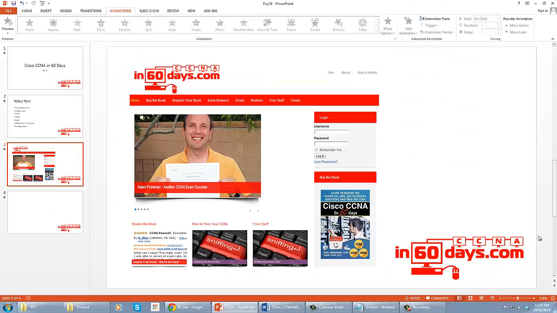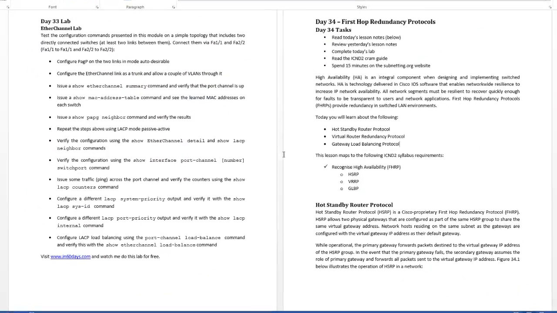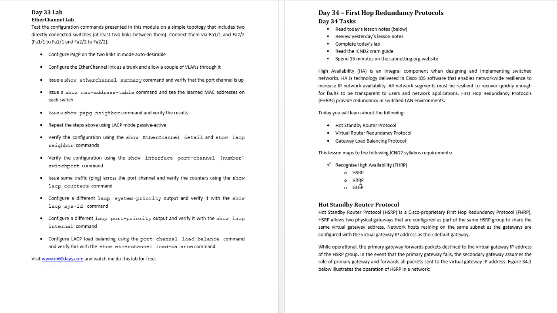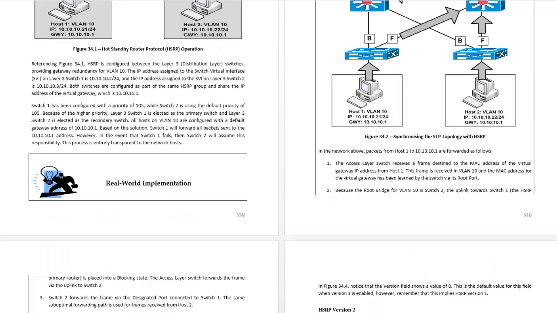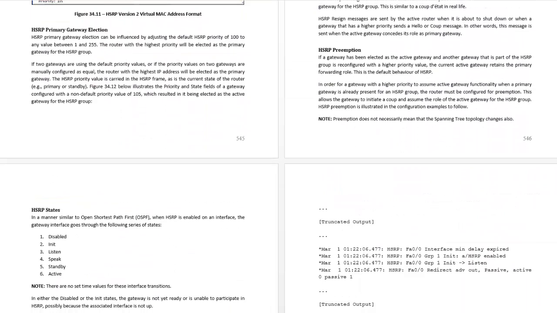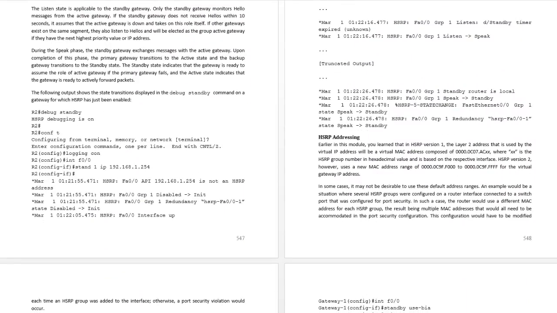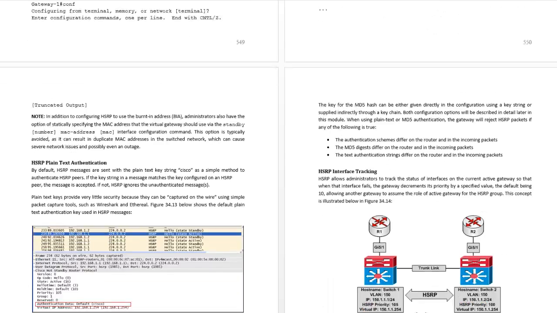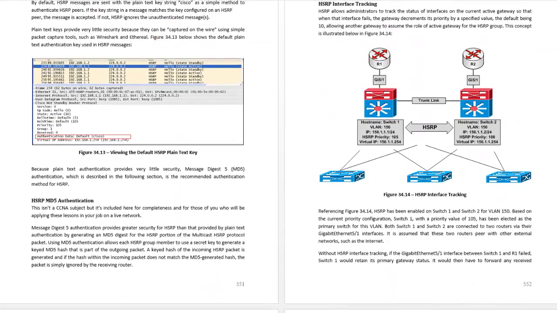I'll just flick over to the study guide, just so you know you're on track. See, it only mentions high availability in the syllabus for the three protocols. So we'll talk about HSRP, plenty of diagrams to show you how it works, and a few packet captures. Electing the gateway, preemption. This will all make sense as you read your study guide.